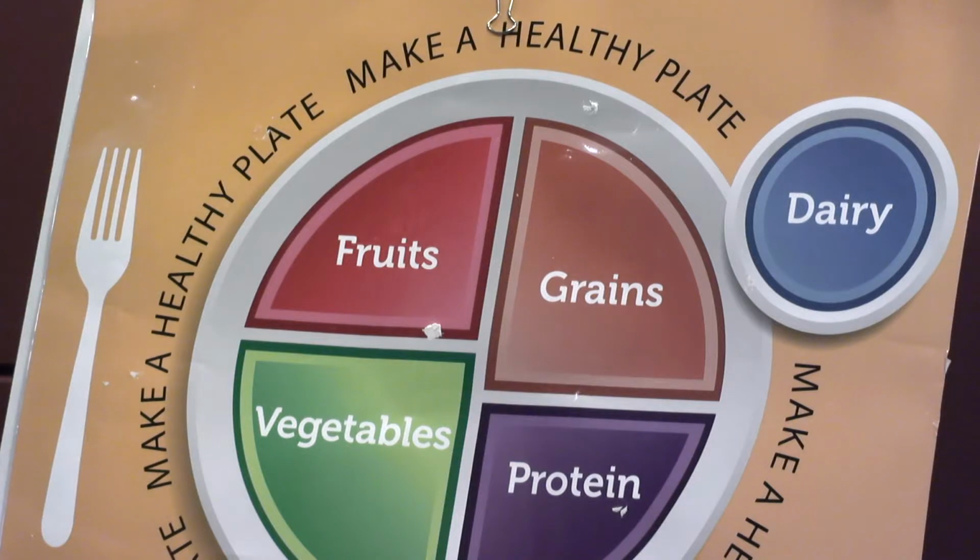The next food group is grains. The next food group after that is protein. And the final food group off to the right here off the dish is the dairy group.